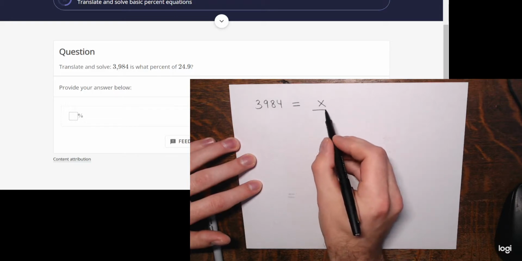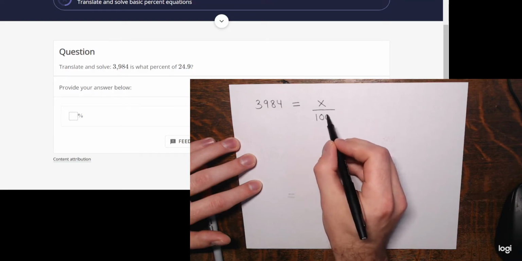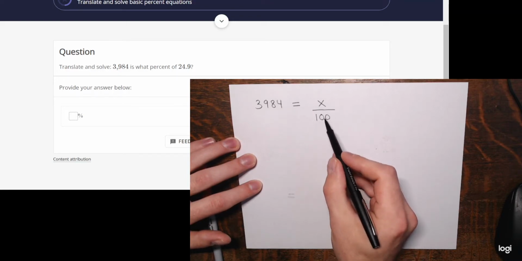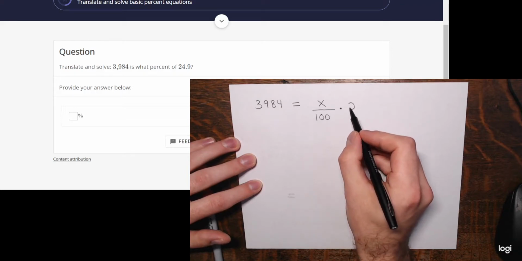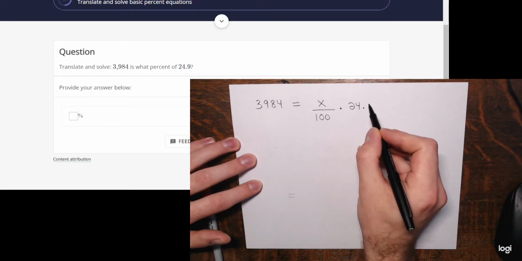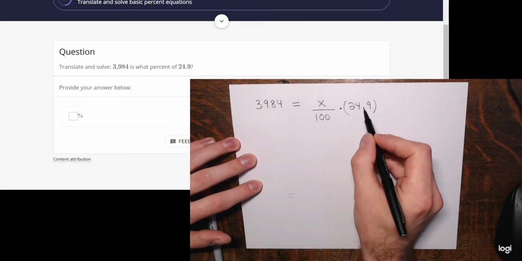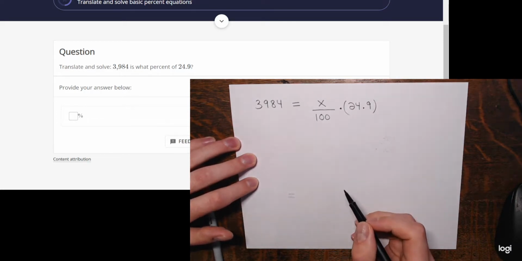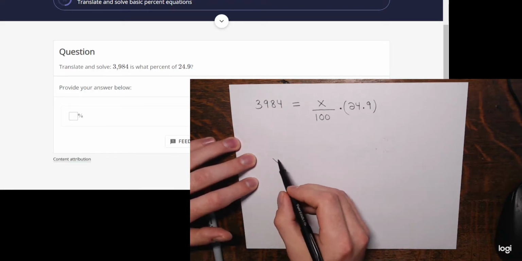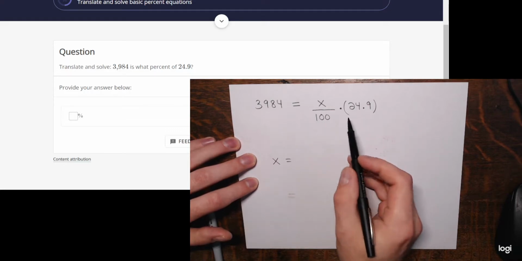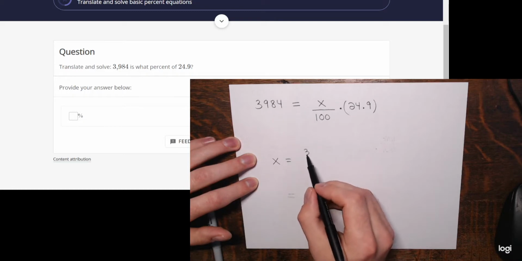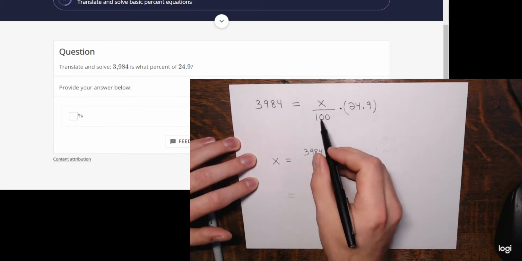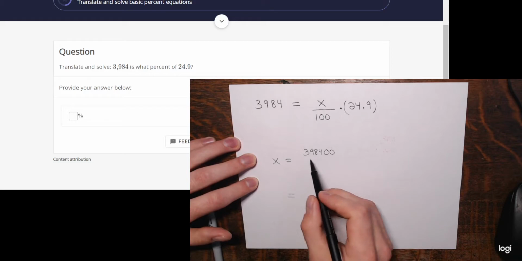Percent is divided by 100. There's what percent of 24.9, right, times 24.9. And then I solve for x. So x is going to be equal to, all I would be doing is multiplying by 100 and dividing by 24.9. So this is going to be 3,984 times 100. Put 2 zeros on that, and then divide by 24.9.